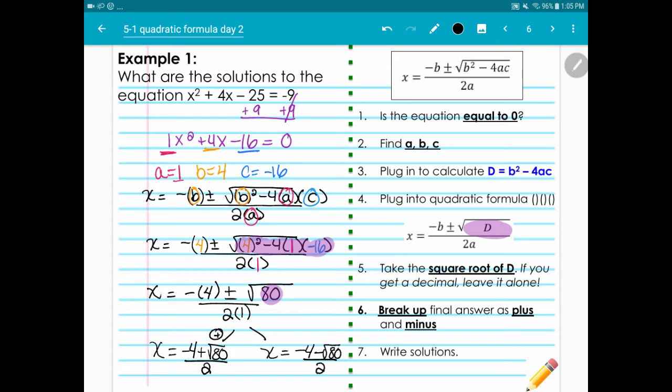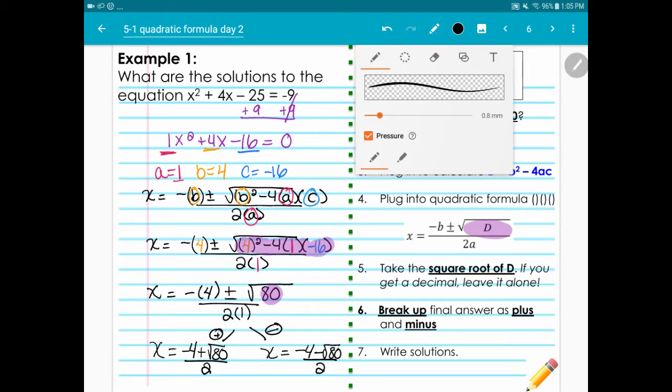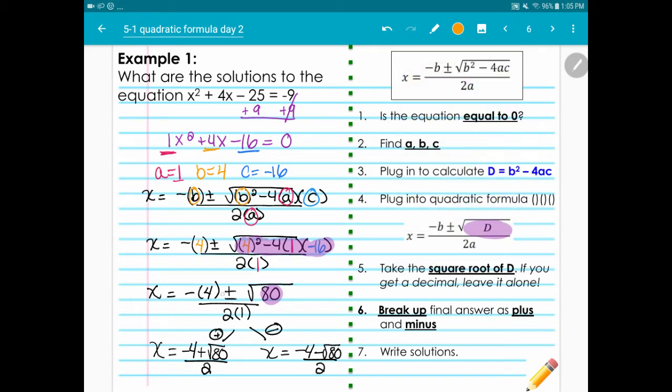Remember, everything in this is the same. The only thing that's changing, because it is a plus or minus, is this. This is going to be the plus side. This is going to be the minus side. The numbers are still staying the same.